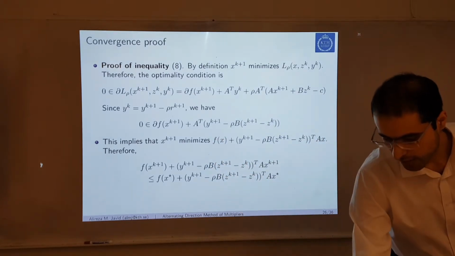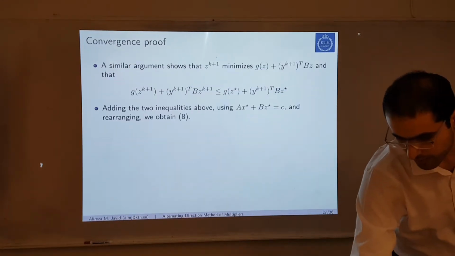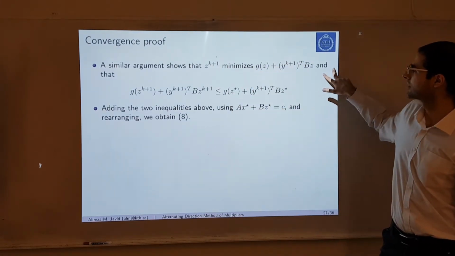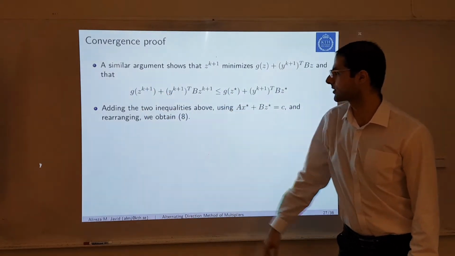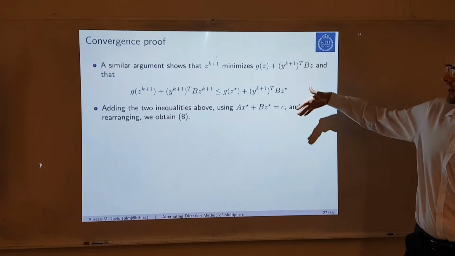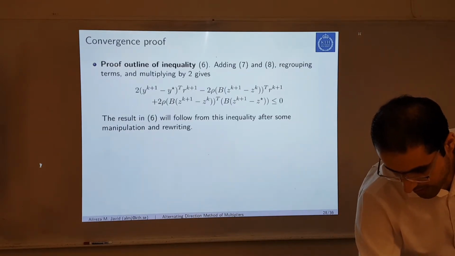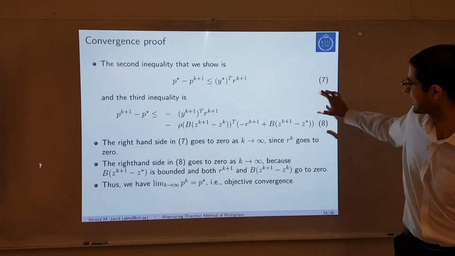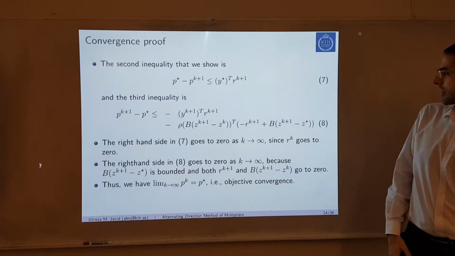Straightforward. We will do the same trick. Here it was for x. We will do the same trick for z. You can see that z minimizes this. And again, I substitute z star and zk plus 1. I get these two inequalities. If we add these two and use the optimal equality constraint, you will get inequality 8, which is this. There is a bit of mathematical computation, but you should see this.